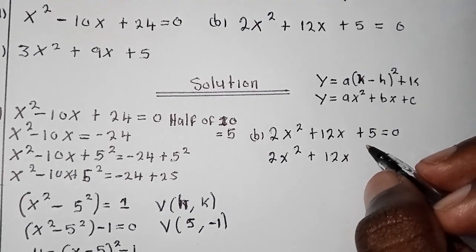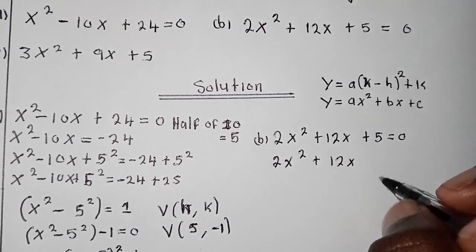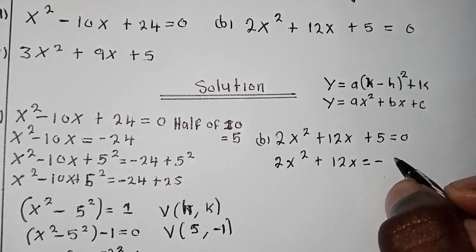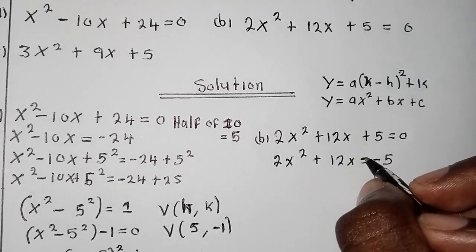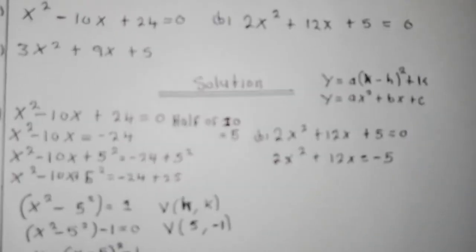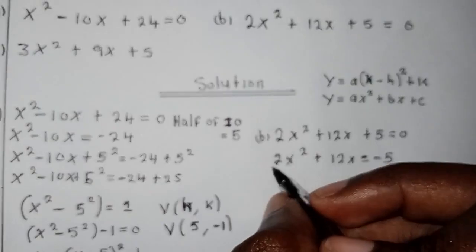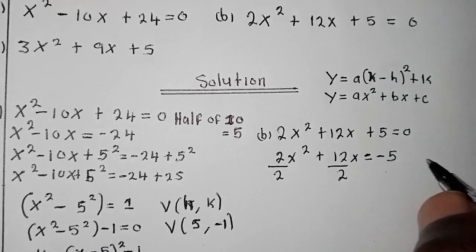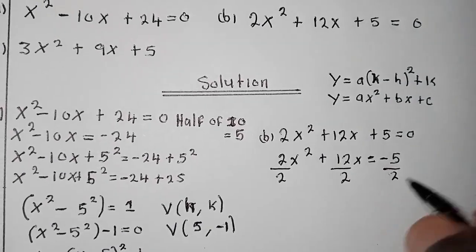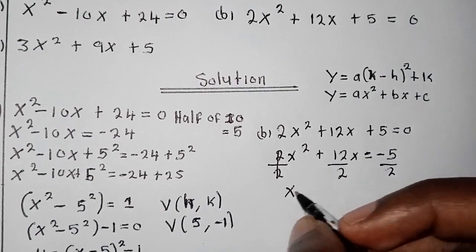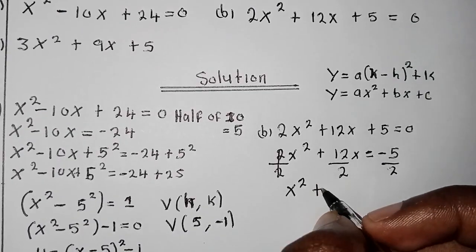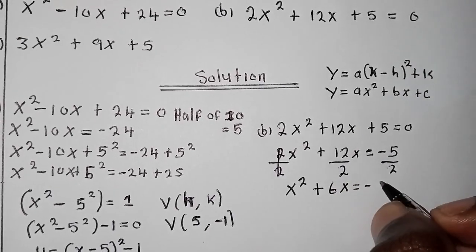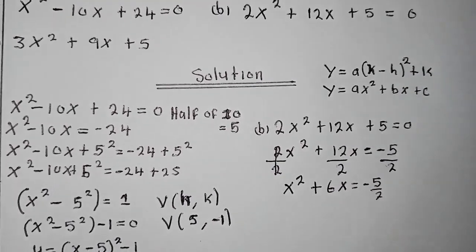Okay, so the guy will be this side. So of course, this is going to be equal to negative 5. From here we can divide everything by 2, making sure that the coefficient is 1 this side. So we're going to have x to the power 2 plus 6x equal to negative 5 over 2.